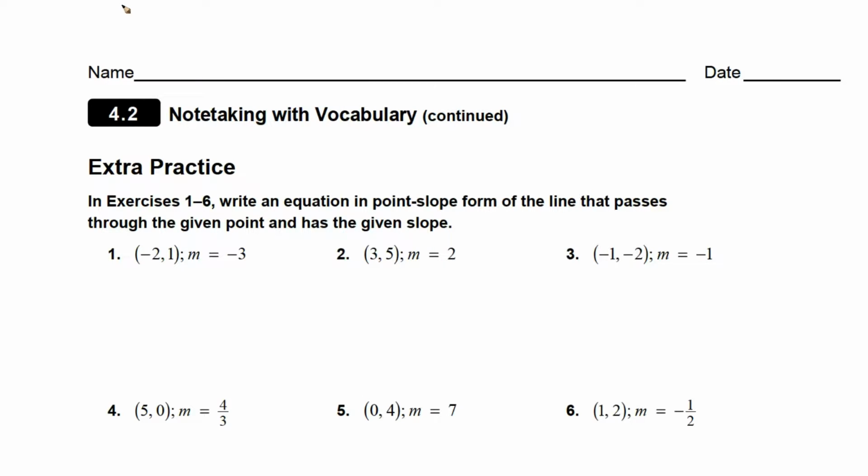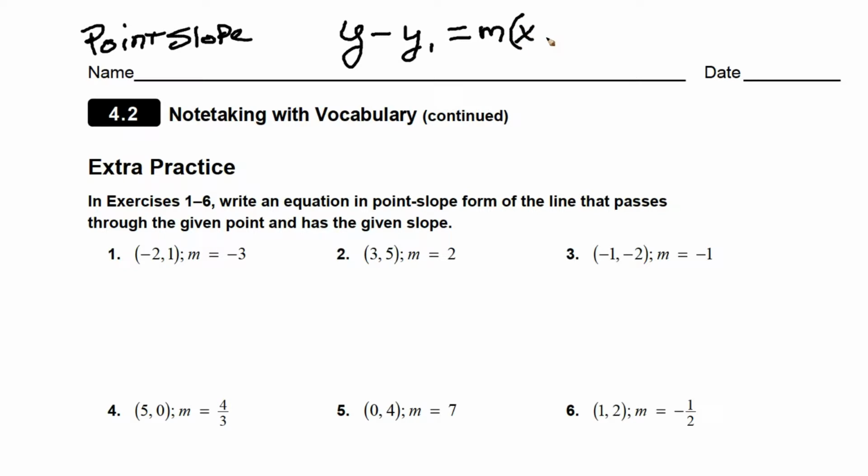This video is for 4.2. In this assignment, we're dealing with what's called the point slope. And the point slope formula is this. It's y minus y1 equals m times x minus x1.